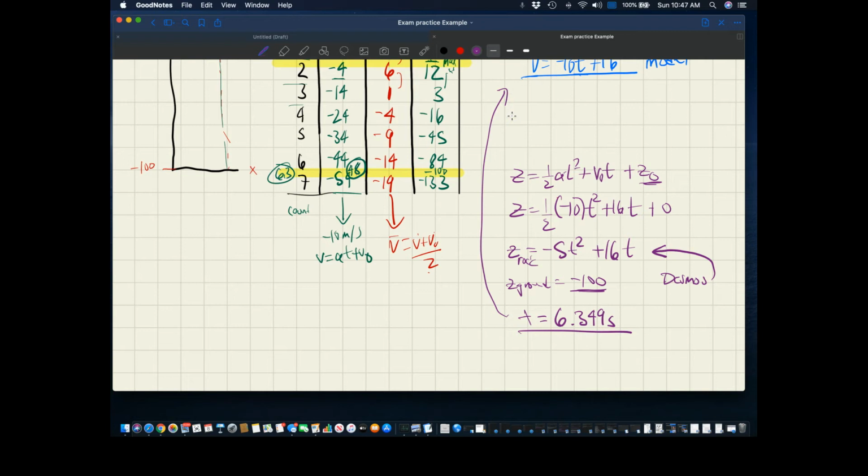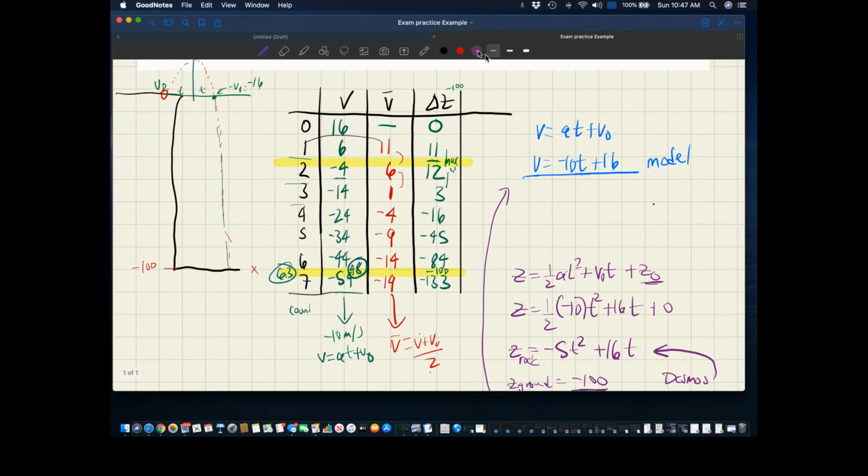Now, we expect the impact velocity to be about 48. Take that in and put it up here. We use the unrounded value, so v equals minus 10 times 6.349 plus 16, and that gives us minus 63.49 plus 16, which works out to be minus 47.49, which to two significant digits is minus 47 meters per second. And lo and behold, we estimated from the table it would be about 48 meters per second. So our analytic solution matches our estimated solution.